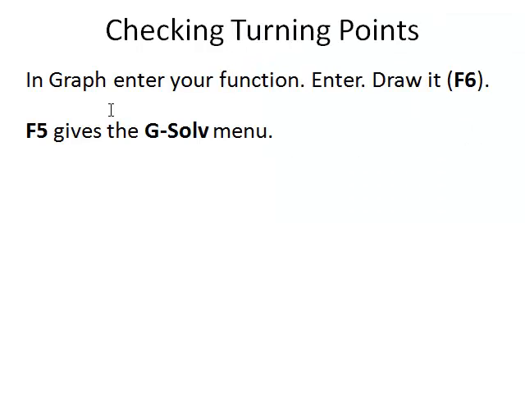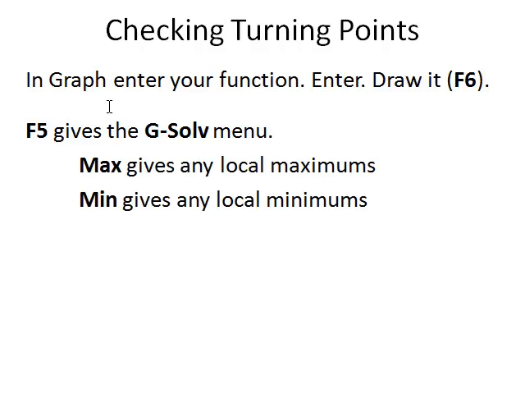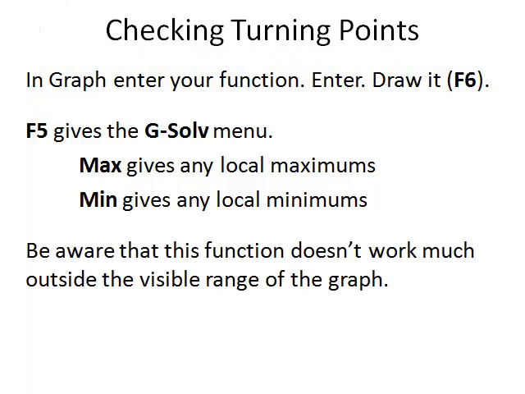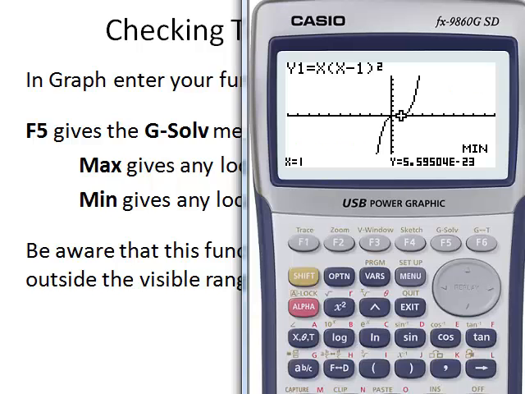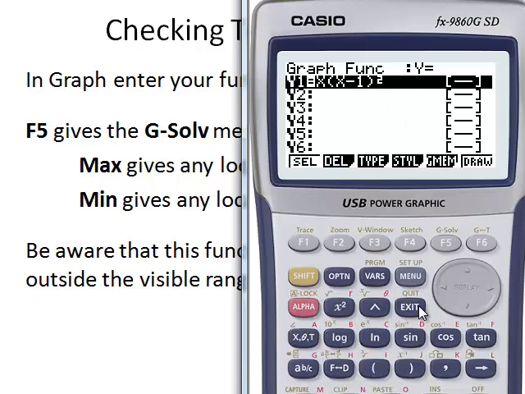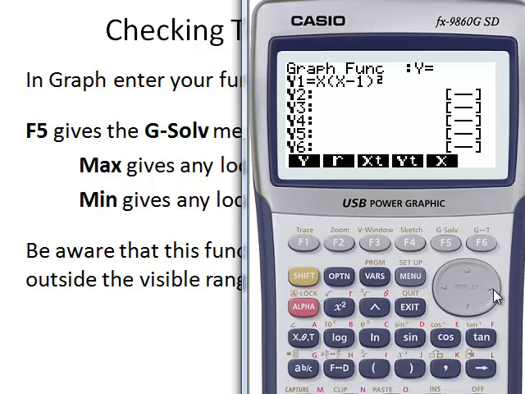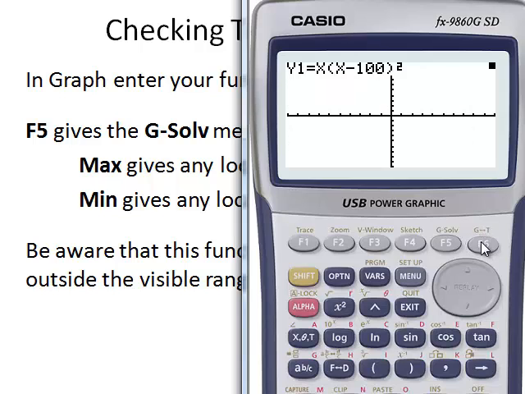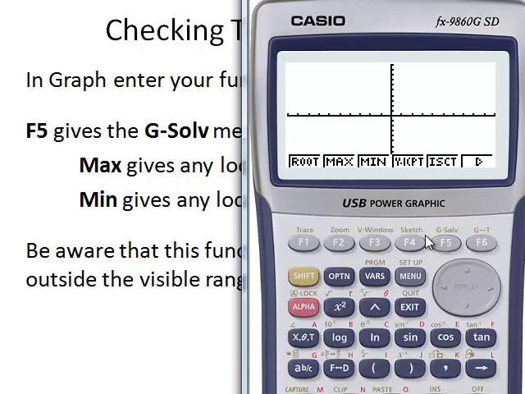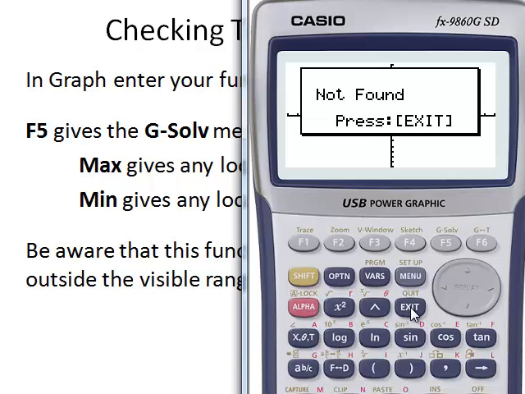So that's our procedure. We go F5, which gives us the G-Solve menu. Max gives any local maximums, min gives any local minimums. There is a problem, and that is that the graph function doesn't work very well outside the visible range of the graph. We'll have a look at how that works. If I exit out from this and I make my graph x minus 100 squared, and I enter that and draw it, then it's not visible anymore. So when I go G-Solve, Max, it doesn't find it.